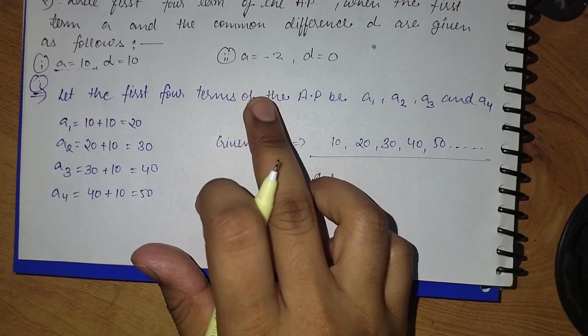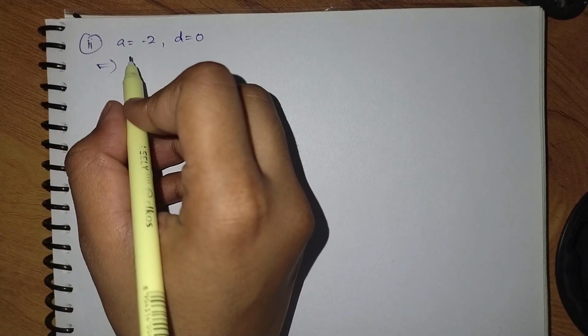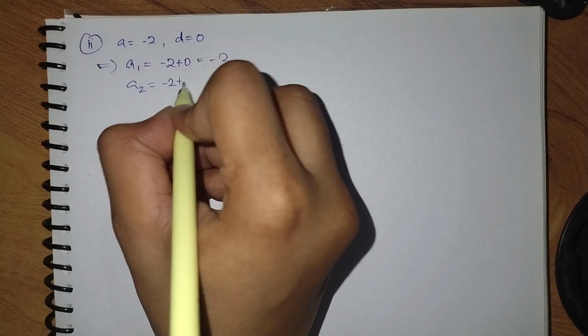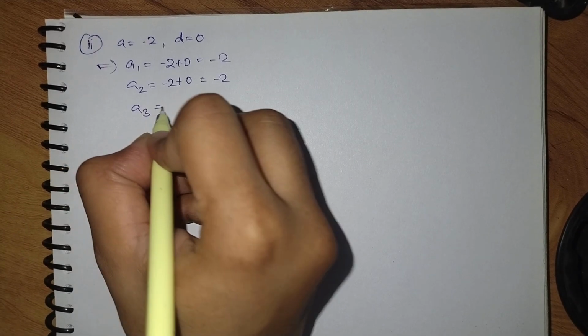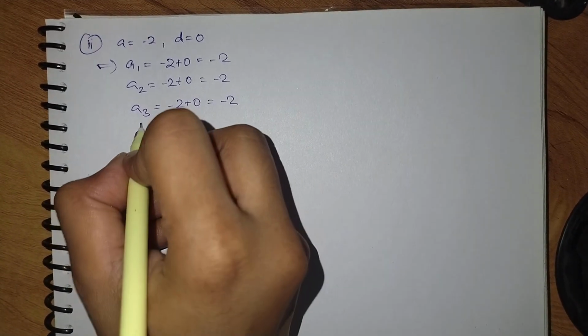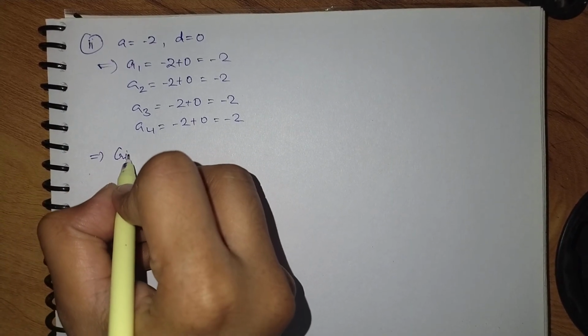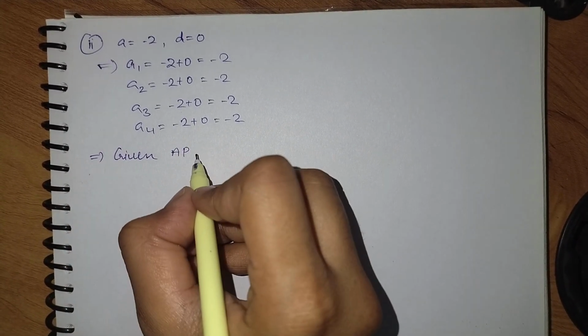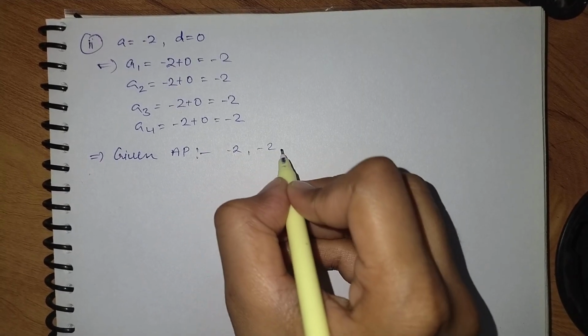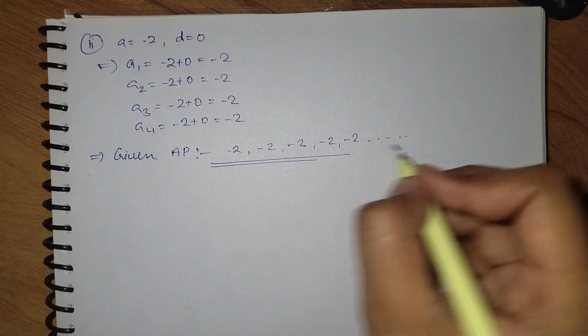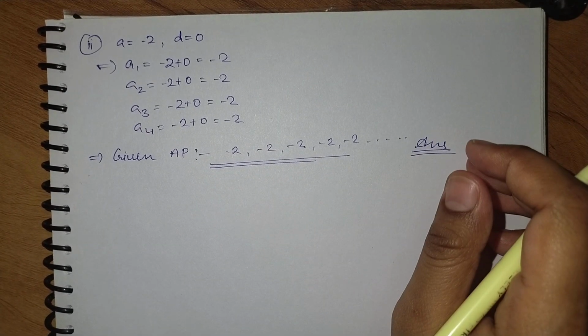Now solving the second part. Here the first term is minus 2 and the common difference is 0. So A1 will become minus 2 plus 0, again minus 2. A2 is minus 2 plus 0, again minus 2. A3 is minus 2 plus 0, again minus 2, and A4 is minus 2 plus 0, again minus 2. So the given AP in this question is minus 2, minus 2, minus 2, minus 2 and so on. This is the answer of the first and second parts of Question number 2.